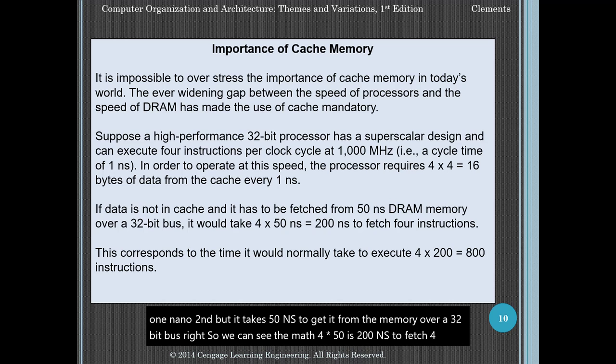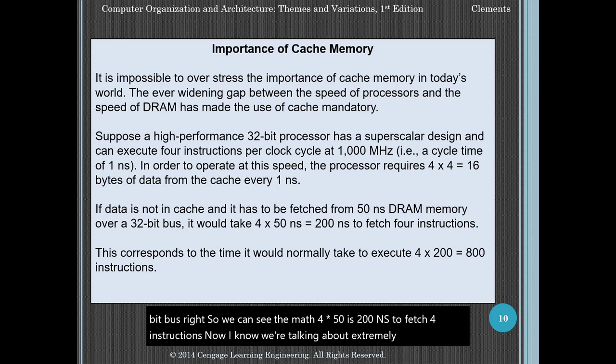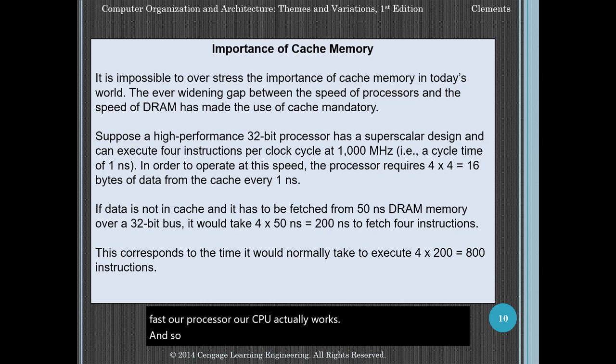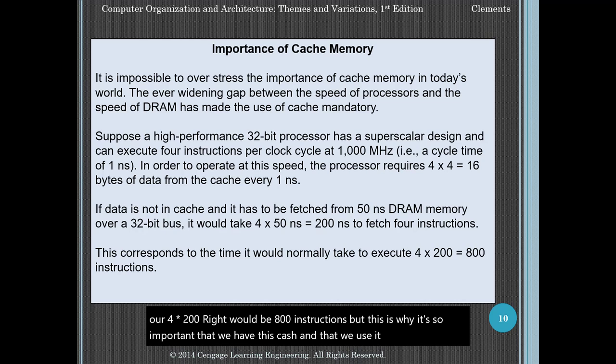Now, I know we're talking about extremely small speeds, but we have to put that in relation to how fast our processor, our CPU, actually works. And so this corresponds to the time it would normally take to execute our 4 times 200, which would be 800 instructions. But this is why it's so important that we have this cache and that we use it, because otherwise it's going to be impossibly slow to get anything done, and your user is going to be sitting there waiting for stuff to load.